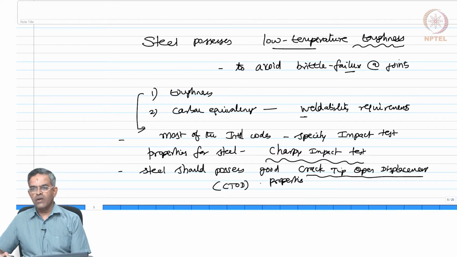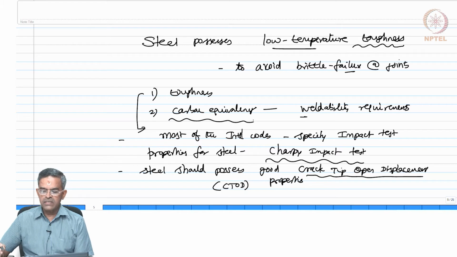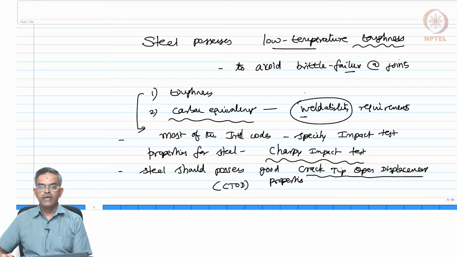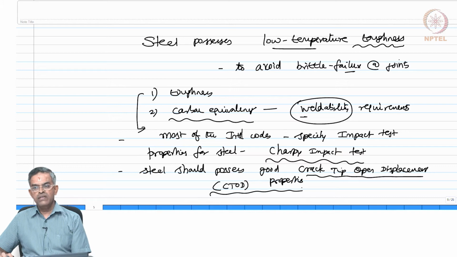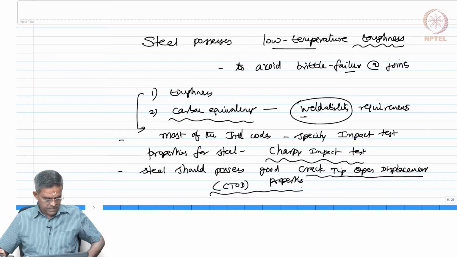The mechanical strength alone does not qualify this material for construction purposes in the present scenario of advanced steel design. You have got to ensure that the material has good toughness, the material possesses a carbon equivalency that makes it weldable comfortably, and it should also have desirable CTOD properties as specified in the international codes. I will come to the specific details in the later part of this lecture.